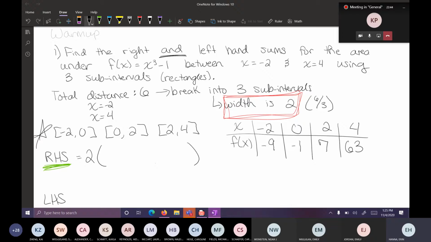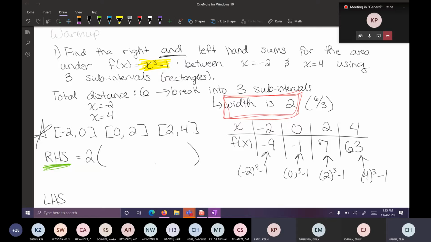Can you please go over how you got -9, -1, and 7 and 63 again? So I'm given the function x cubed minus 1. So I'm taking all of those x values and plugging them in. So 0 cubed minus 1, 2 cubed minus 1, and 4 cubed minus 1. So I'm just using the function that they gave me in the original problem.